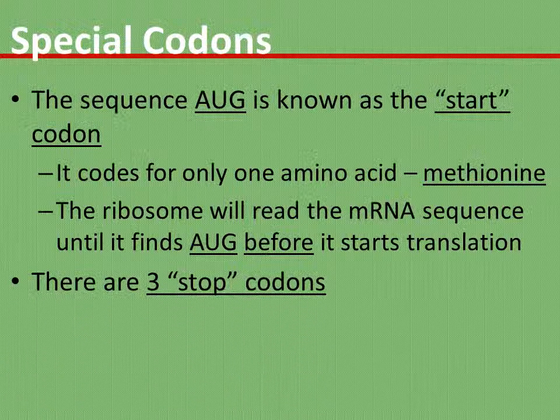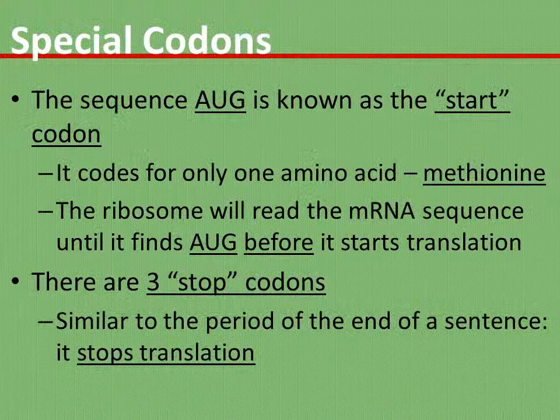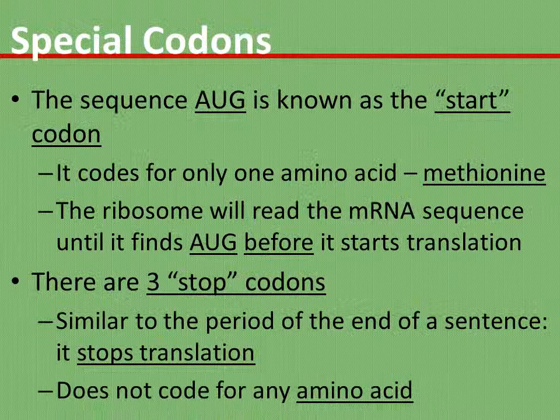The other special codons are called stop codons. It's similar to the period at the end of a sentence. It's going to stop translation from happening. So you have your start codon, which begins translation, and then you have 3 of them that stop the translation. They don't code for any amino acid.